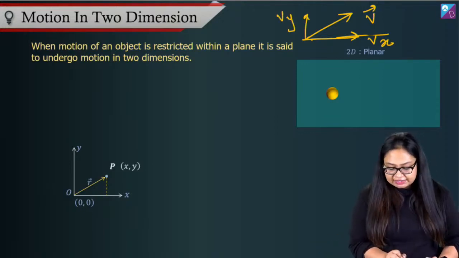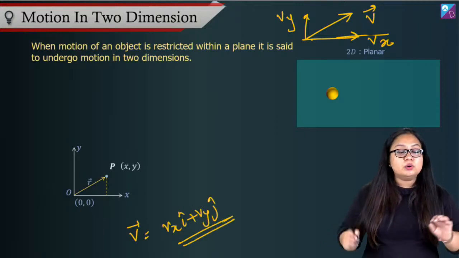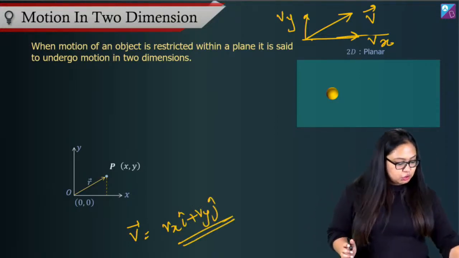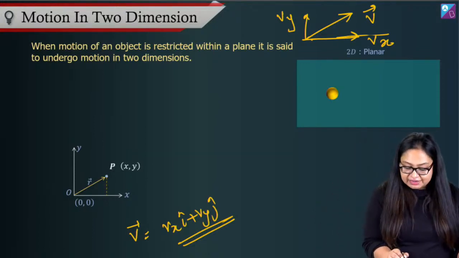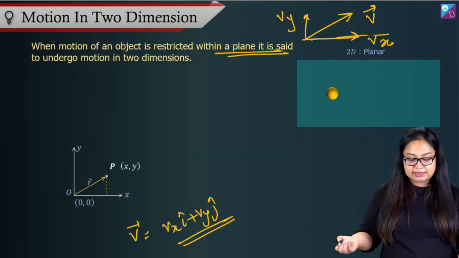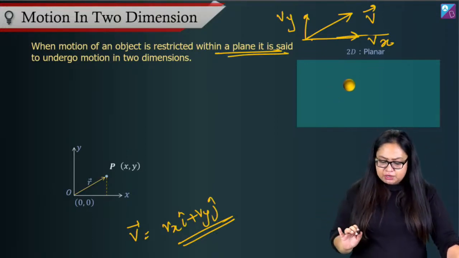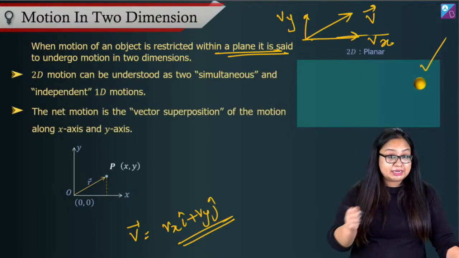And then the general vector can be written as v vector is equal to vx i cap plus vy j cap. You know this already. This is the basics, right? Alright. So, motion in two dimension, as I just said, motion of an object when it is restricted within a plane, then it is said to be motion in two dimension. Now, 2D motion, when we're talking about, see this ball over here, restricted in this plane.